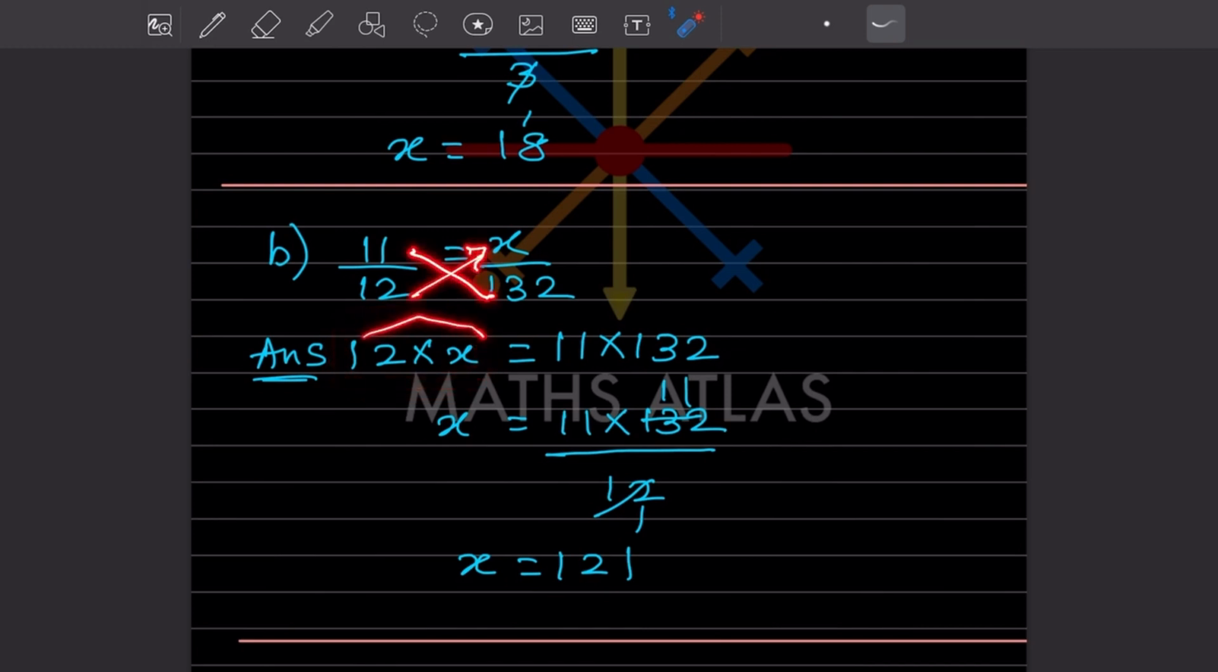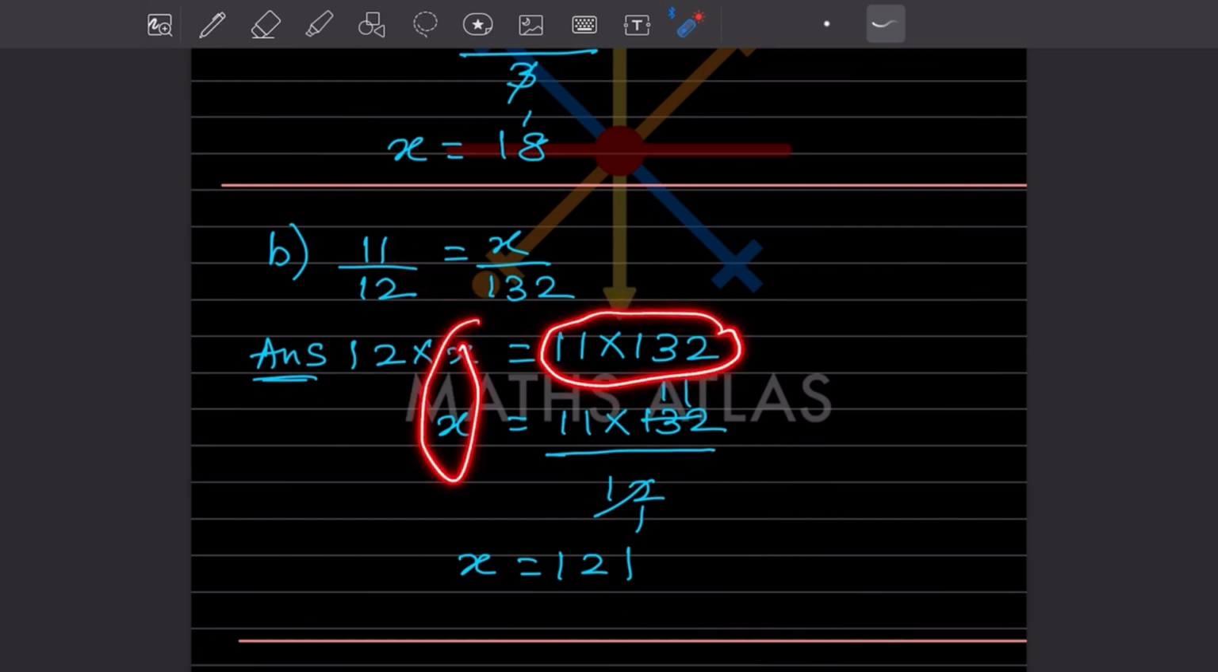This cross, what is that? I took this one first. So 12 into x is 11 into 132. I wrote it on the right hand side. So the value of x, here 11 into 132, I wrote it over here, and this 12 gets divided.